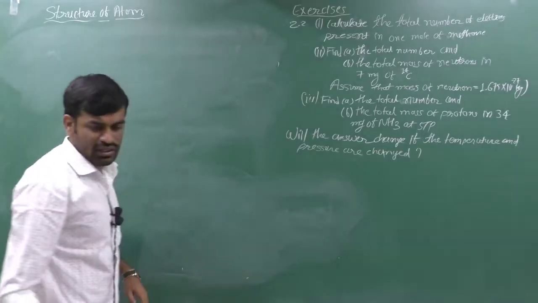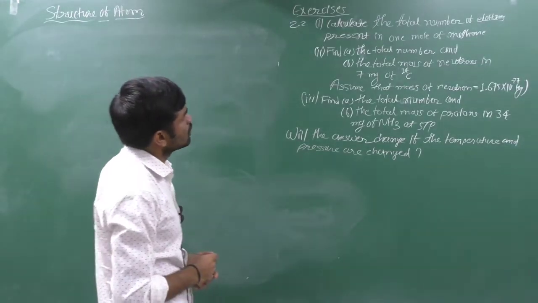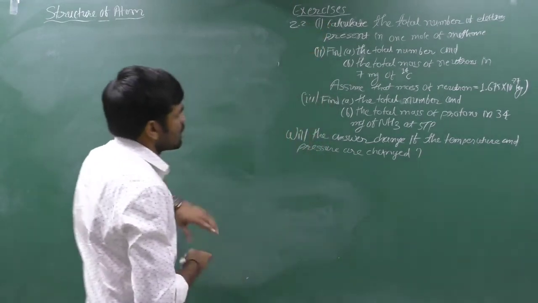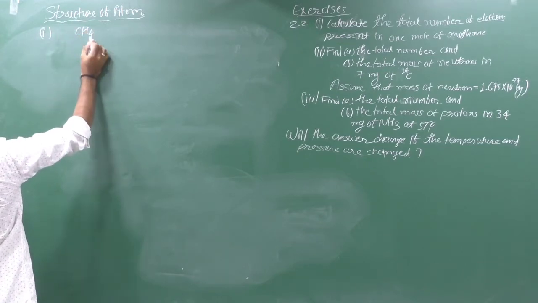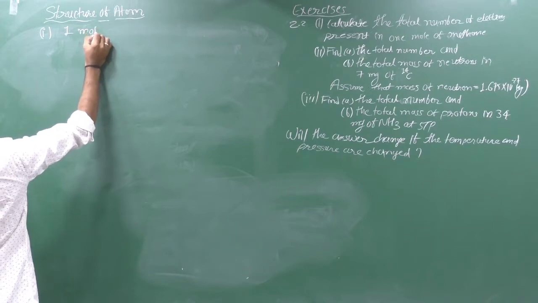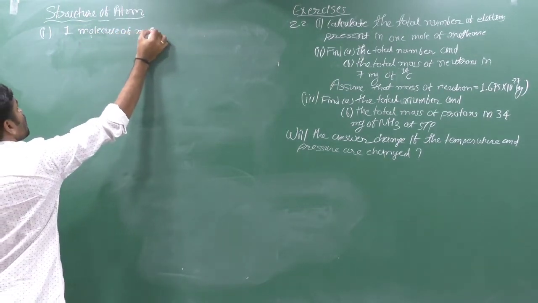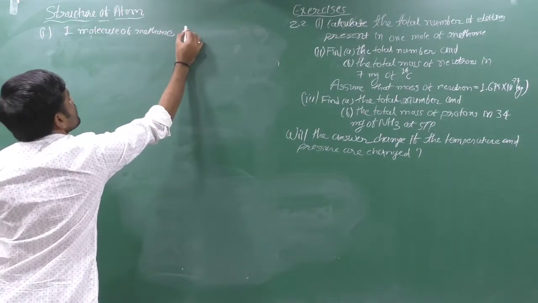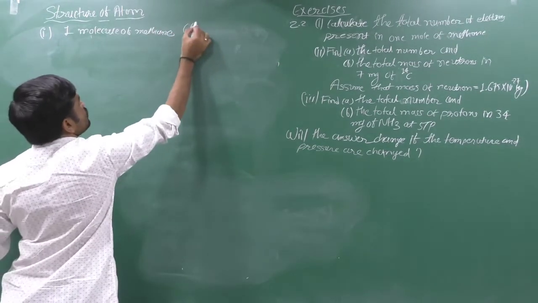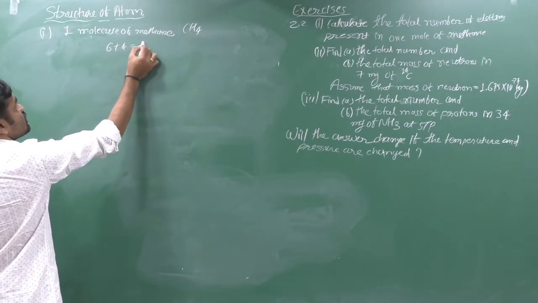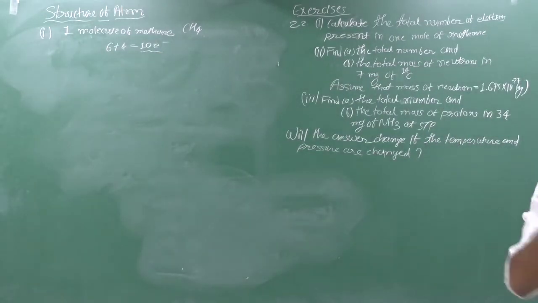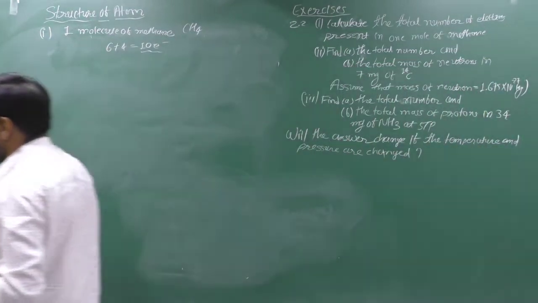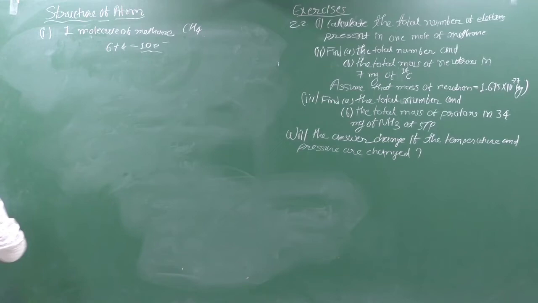There are 3 questions in exercise number 2.2. The first question is: calculate the total number of electrons present in 1 mole of methane. First, suppose we have 1 molecule of methane, not 1 mole. It is CH4, and it has 6 plus 4 is equal to 10 electrons. Why? Because there are 6 electrons in carbon and 1 electron in each hydrogen, and there are 4 hydrogens, so 4 electrons come from the hydrogens. So 10 electrons are there in 1 molecule of methane.